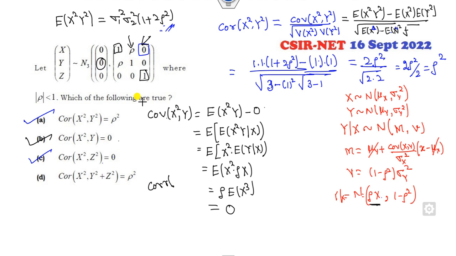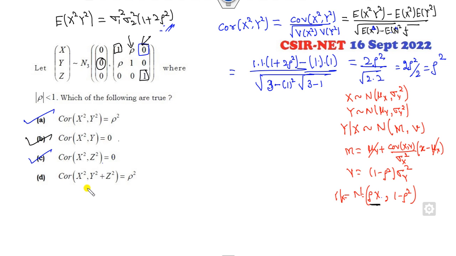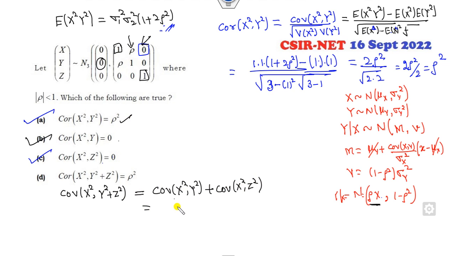Look at the last option. I can open this as the covariance of x square comma y square plus z square. Now I can write this as the covariance of x square and y square plus the covariance of x square and z square. The covariance of x square and y square is rho square. The other value is 0.